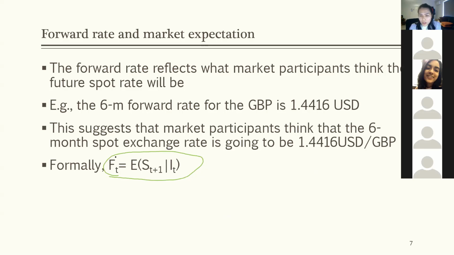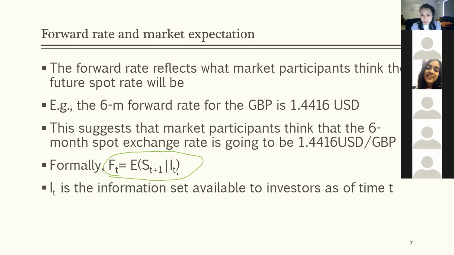What this says is that the forward rate that you observe today is the conditional expectation of the future spot rate given the current information set of the investor. So the forward rate is basically just the investor's expectation about the future value of the spot rate given what they know today.